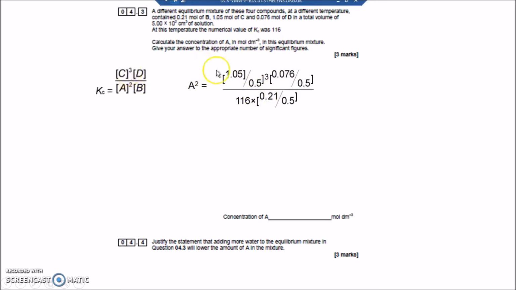I've got the concentration of C is 1.05. I've got the number of moles, by the way, and concentration is moles divided by volume, so I need to divide by the volume. The volume is 5.00 times 10 to the power of 2 centimeter cubed. We've got to get into decimeter cubed, so I divide by 1,000 to get 0.5 decimeter cubed. And so I can divide each of the moles of C, the moles of D, and the moles of B by the volume.